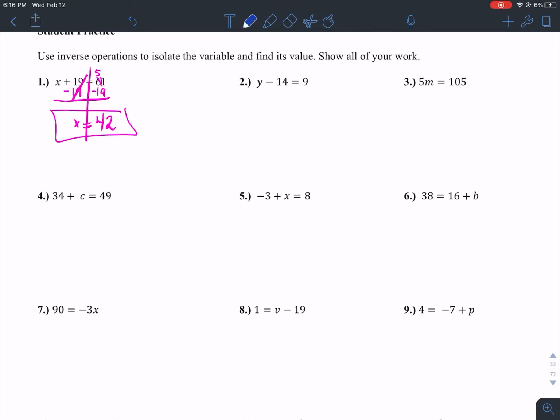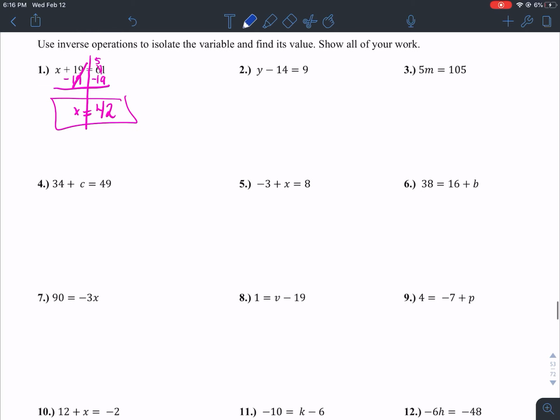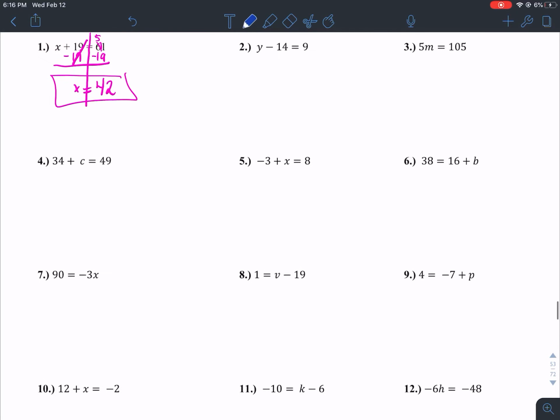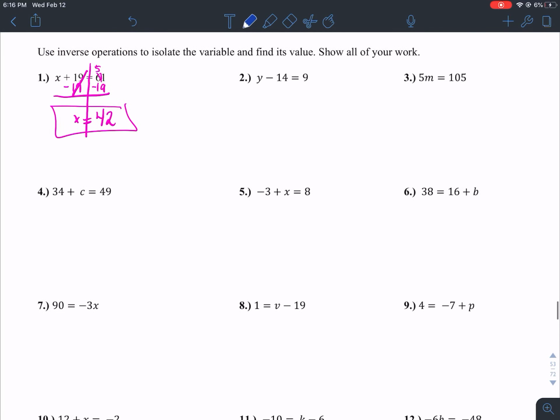So as promised, I'm going to go ahead and make a video over a couple of the questions that I feel like we struggled with the most today in class. So let's look at number 2. Number 2 says y minus 14 equals 9. So that's basically asking me what number minus 14 will give me 9.